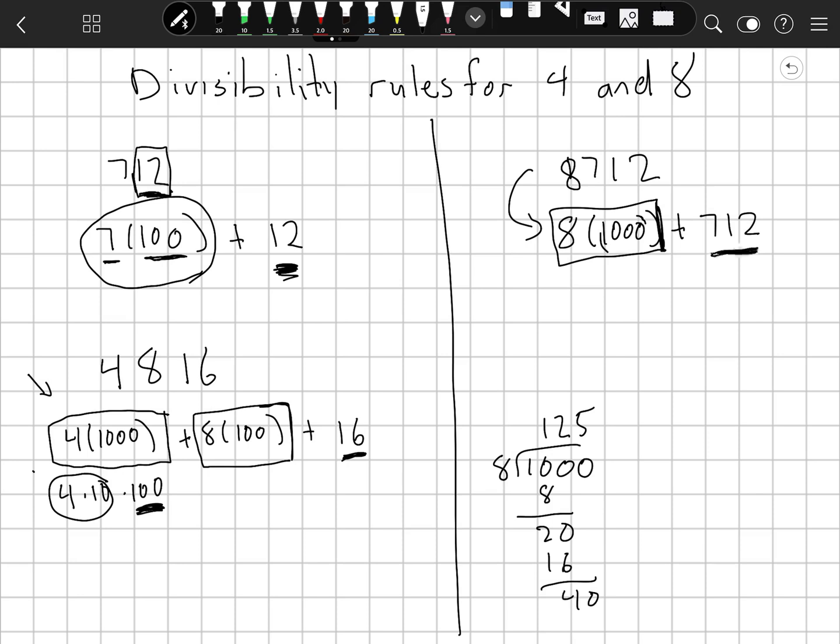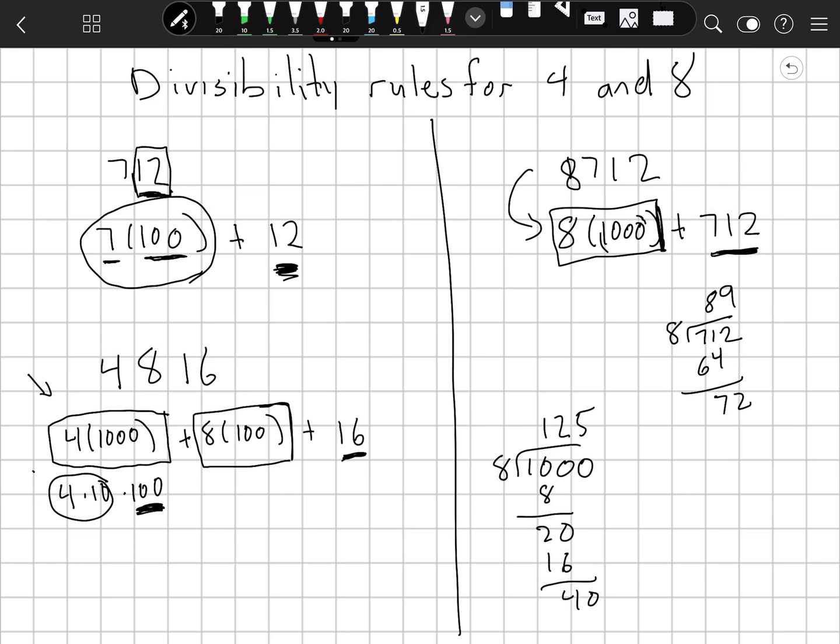Does 8 go into 712? So this takes a little bit of long division maybe, or some work in your head. 8 times 8 is 64. 71 take away 64 is 7. 8 times 9 is 72. So yes, it is. This number is divisible by 8.